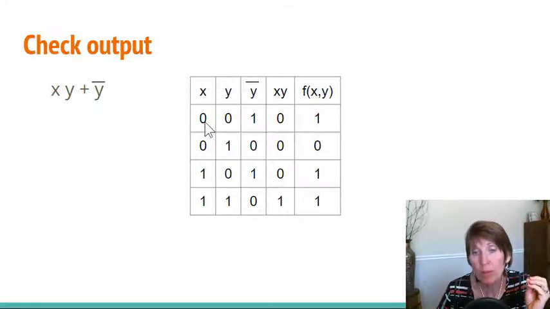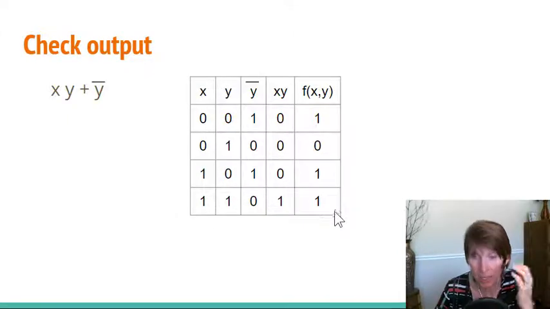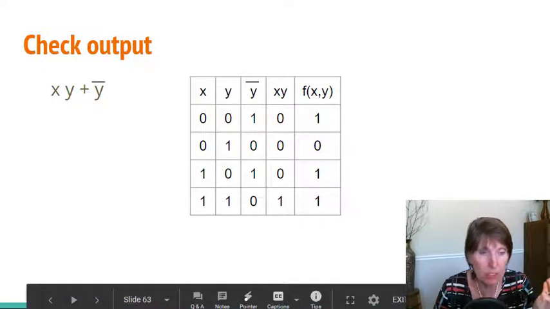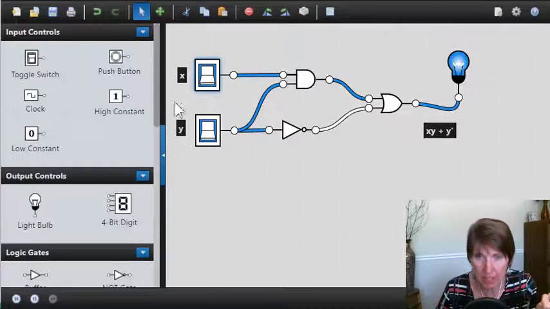So now when both inputs are off, I expect 1. When X is off and Y is on, I expect 0. When X is on and Y is off, I expect 1. And when they're both on, I expect 1. So for the three ones, we expect the light bulb to be on, and for the 0, we expect the light bulb to be off. So let's go verify that that's the case.